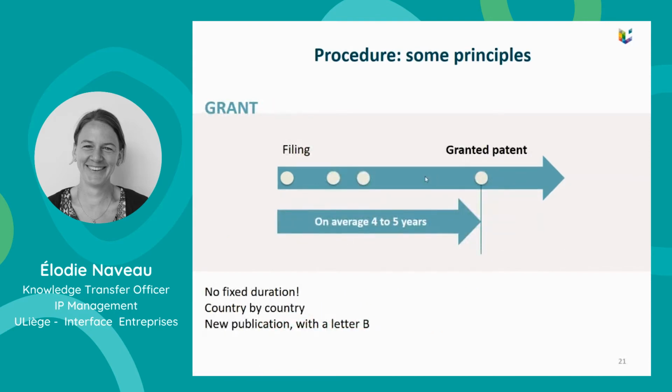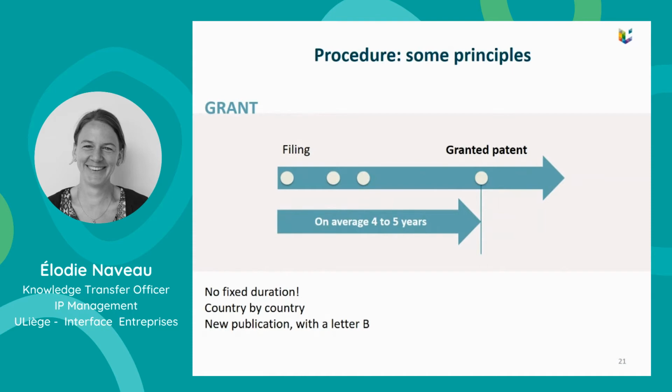And then you have the grant. The grant occurs on average after 4 to 5 years. So yes, it's a long procedure. It tends to be shorter. It depends country by country. Sometimes it's 2 years, but it's not a fixed duration. When it is granted, you have a new publication and you have a letter B. That's how to recognize if a patent is granted or not.